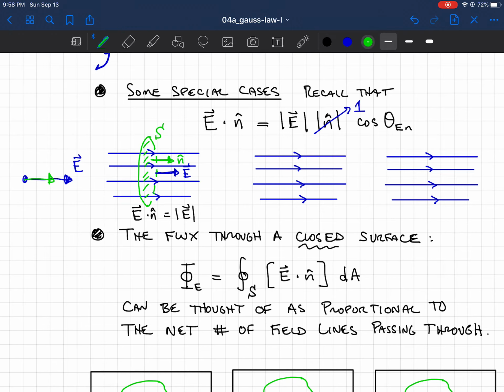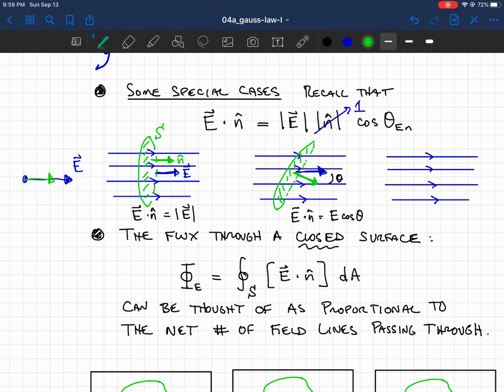If I were to angle that surface a little bit, so maybe it's going to go like this, then the normal vector would look something like this, where there's some angle between it and the electric field vector. So now there's some theta there. And then we would just find that E dot n is equal to magnitude E cosine theta.